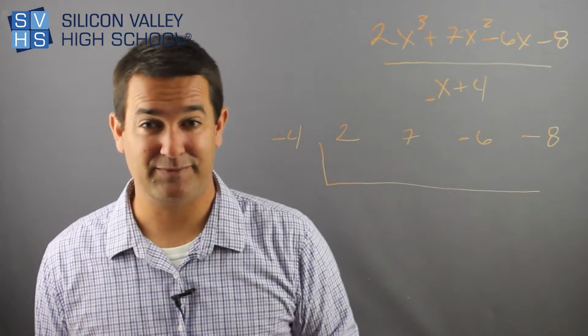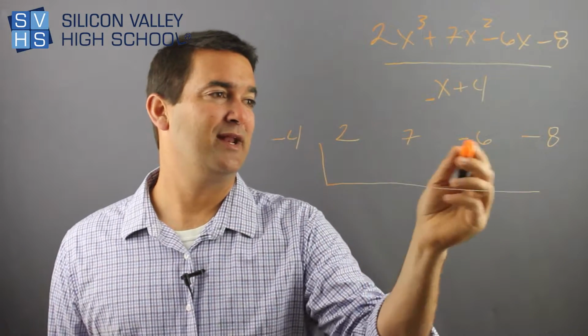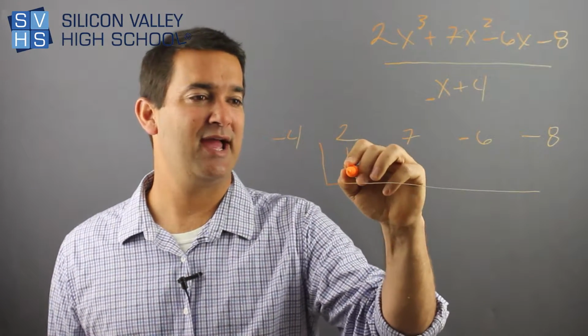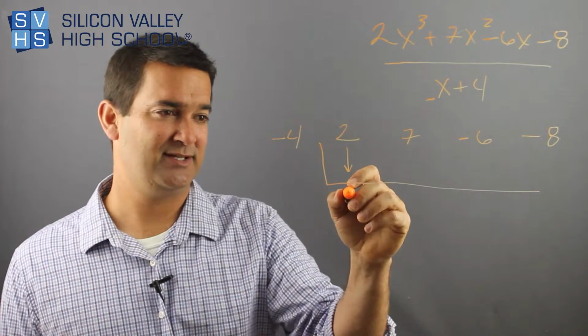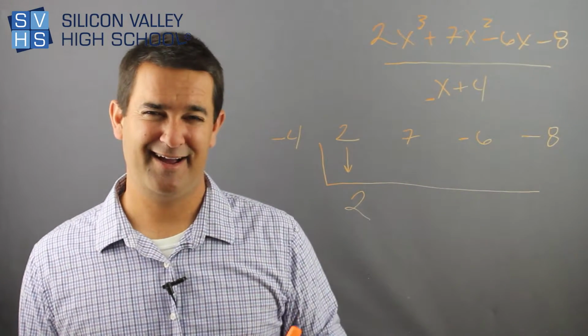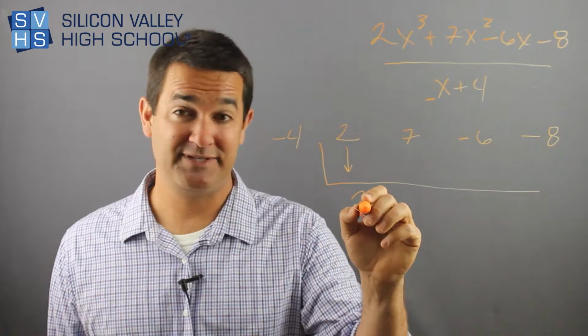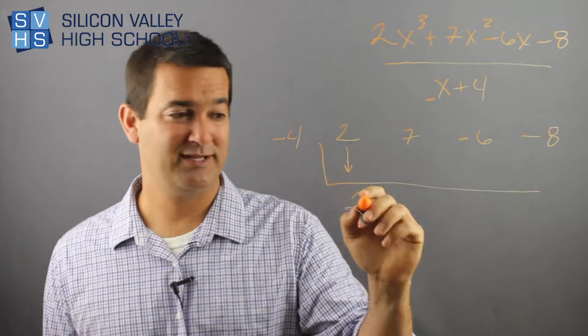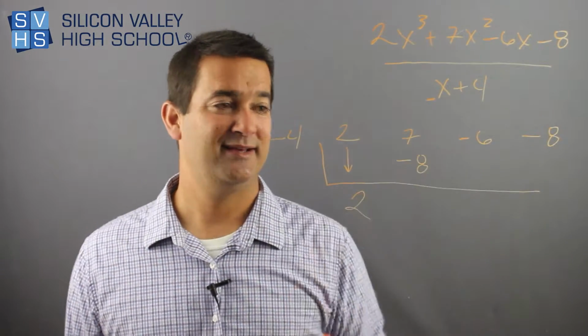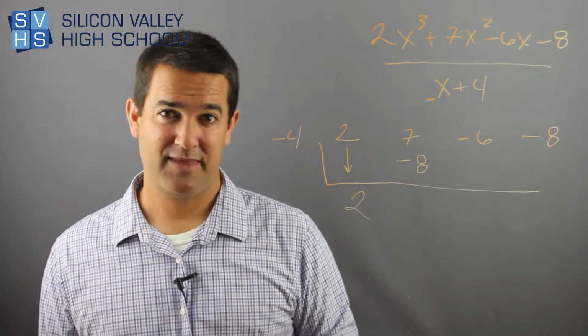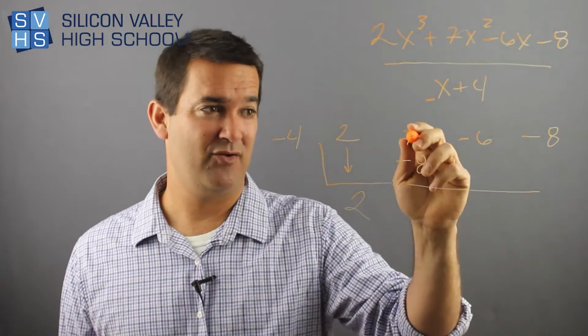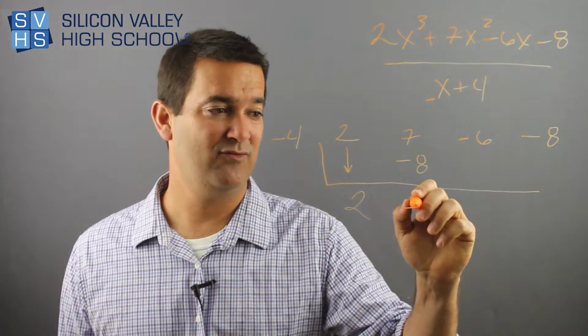Okay, now this is the fun part. Ready? We're going to get a solution. The first guy just carries down. So here we have this 2, and he carries to right here. Now you do him times him here. -4 times 2 is -8, and it goes there. Now you add these down. What's 7 plus -8? That's -1.